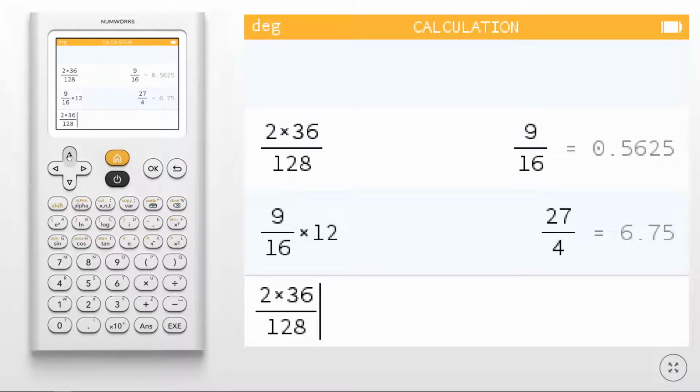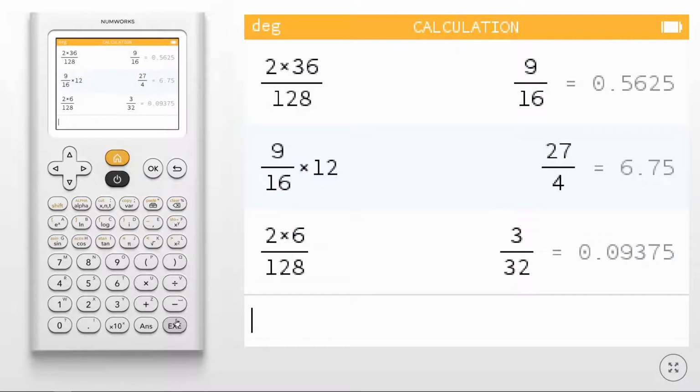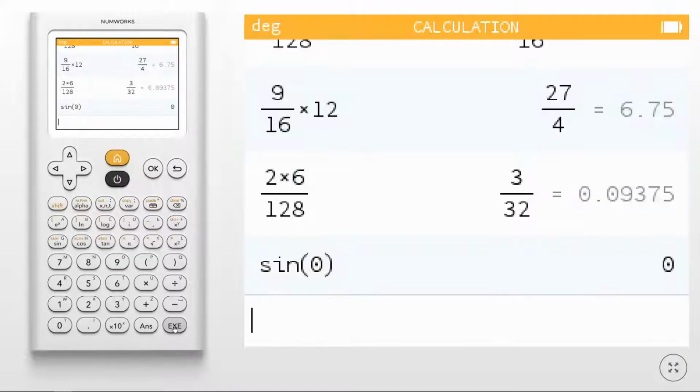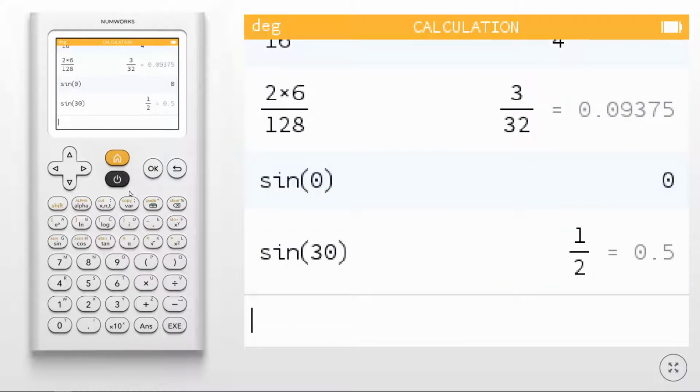And now let's say we made a mistake. We didn't mean 36. We meant, I'll clear that 3, just 2 times 6. So that's how you do some basic calculations. The functions work the same as you normally would expect. The sine of a 30-degree angle is 1/2. And that reminds me that we could change the mode to radians if you're going to use radians.